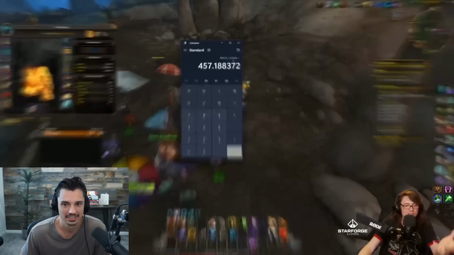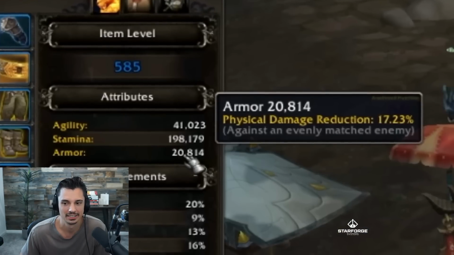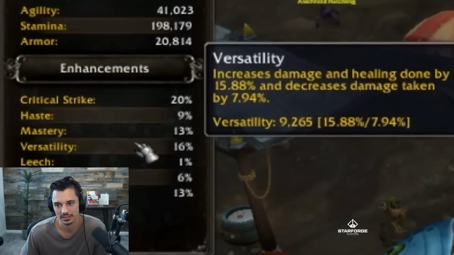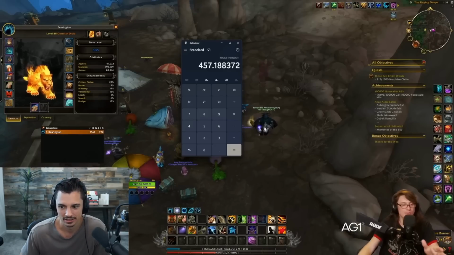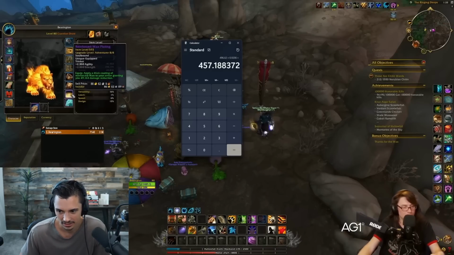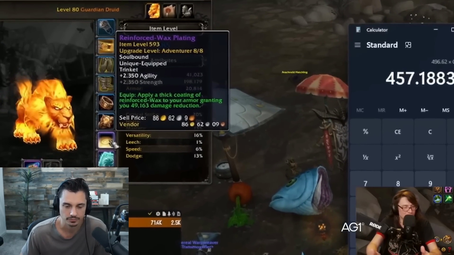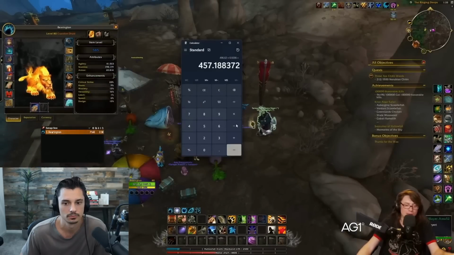Basically what we've done here, we've taken 600 damage, we have taken 17.23% off, then we've taken off versatility, another 7.94% off. This is called a multiplicative scalar. Then what we do is what's called a flat reduction. In this case, 49,163 is actually 4,916. Let's say that it's 100. Then we just do minus 100.